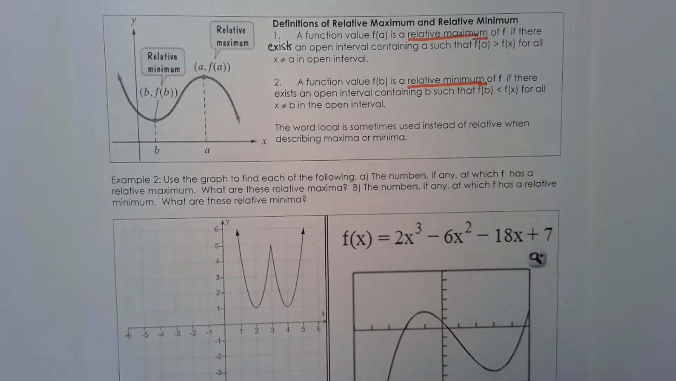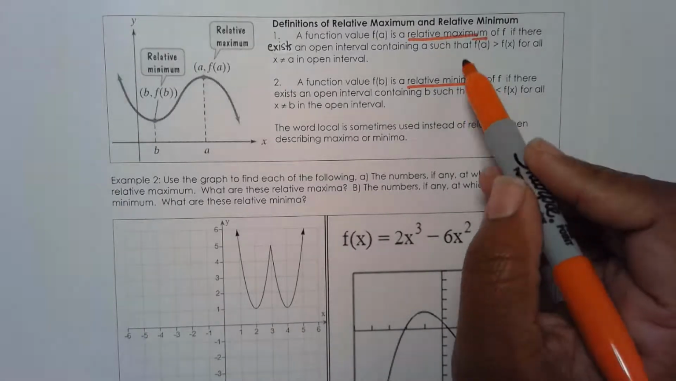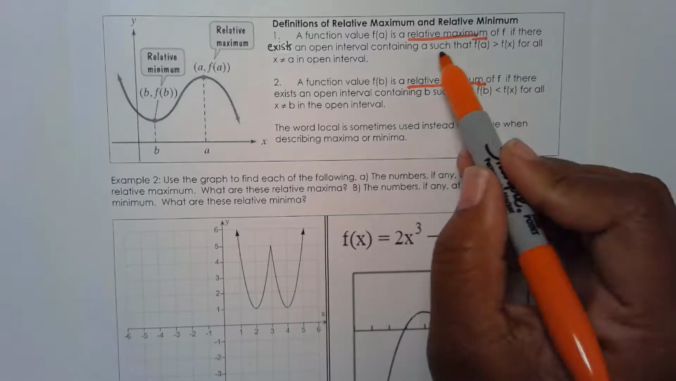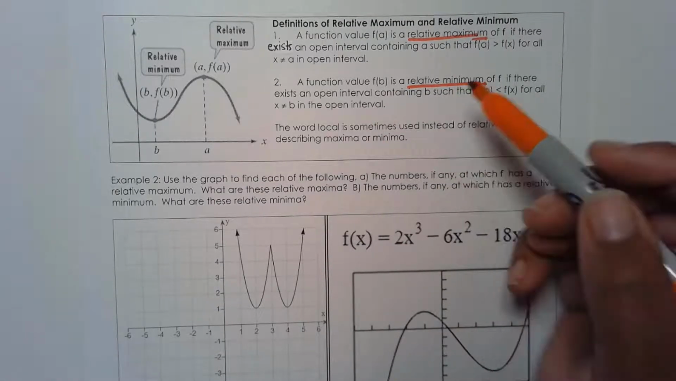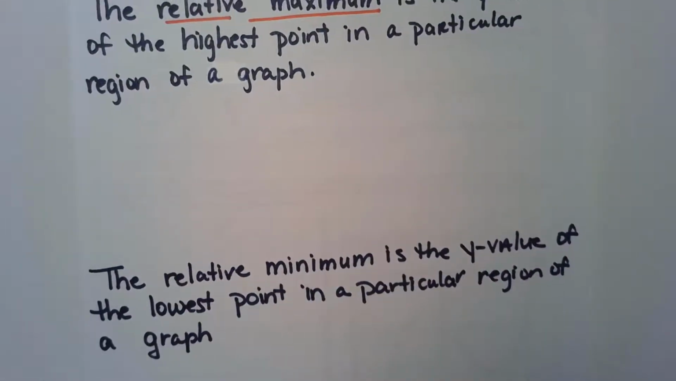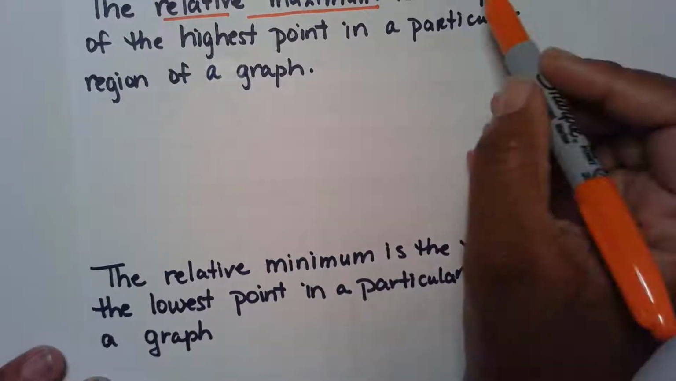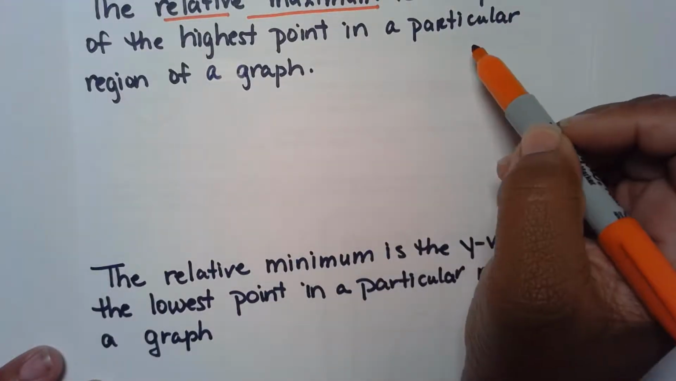All right, so in this section, we're going to look at definitions of relative maximum and minimum as they relate to functions. I'm going to let you read the formal definition that your textbook has about relative maximum, relative minimum. I'm going to break this definition down. So the relative maximum of a graph is the y value of the highest point in a particular region.